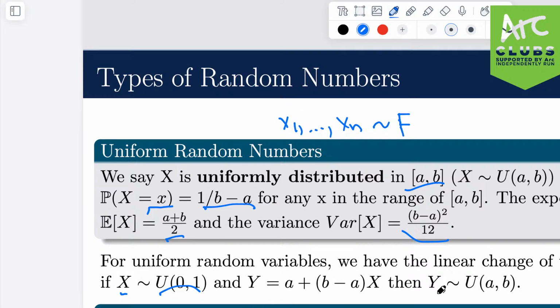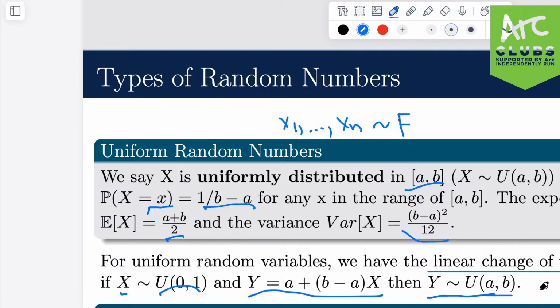Well, in reality, sometimes we only generate x that follows uniform 0, 1, but we want y that is from uniform A, B, right? We may only be able to generate from 0, 1. The good thing is for uniform random numbers, we can apply a linear change of variables. So we can generate x and let y equal to A plus B minus A times x, so that y follows uniform random distribution from A to B.